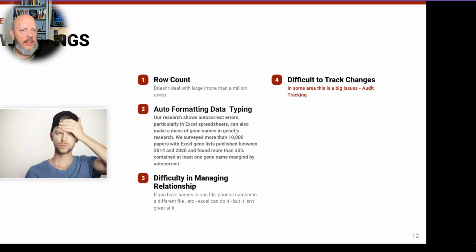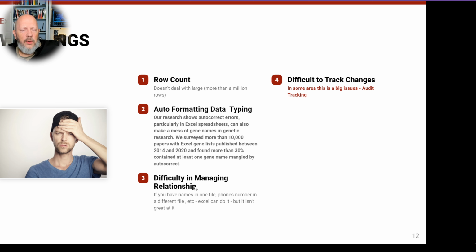Well, with genes, genetic genes, like in biology, this was a big problem. Of more than 10,000 papers with Excel gene names published, 30%, so 3,000, contain at least one gene name mangled or changed by autocorrect. That's horrible. That's 3,000 papers. That's countless hundreds of thousands of hours of labor just messed up by Excel. So just remember that sometimes Excel does this. It tries to auto data type.